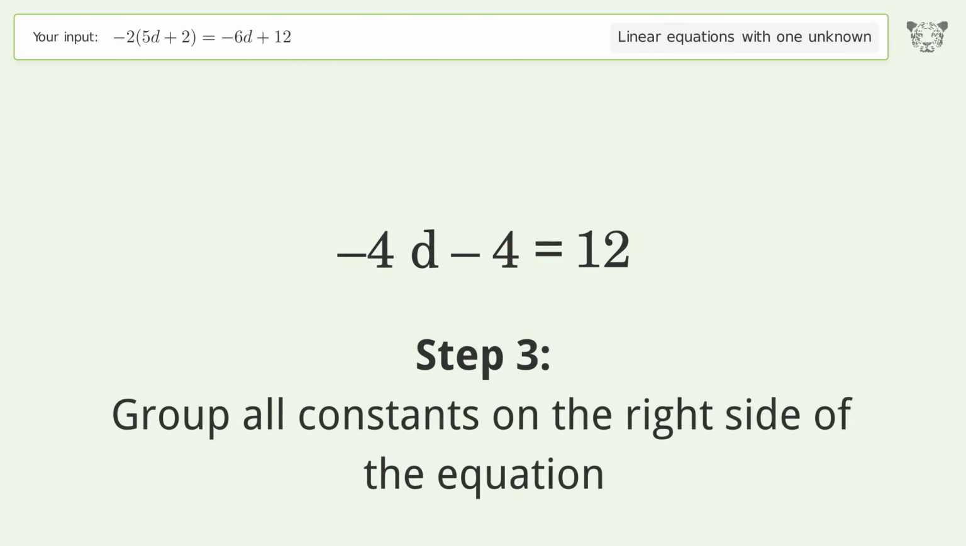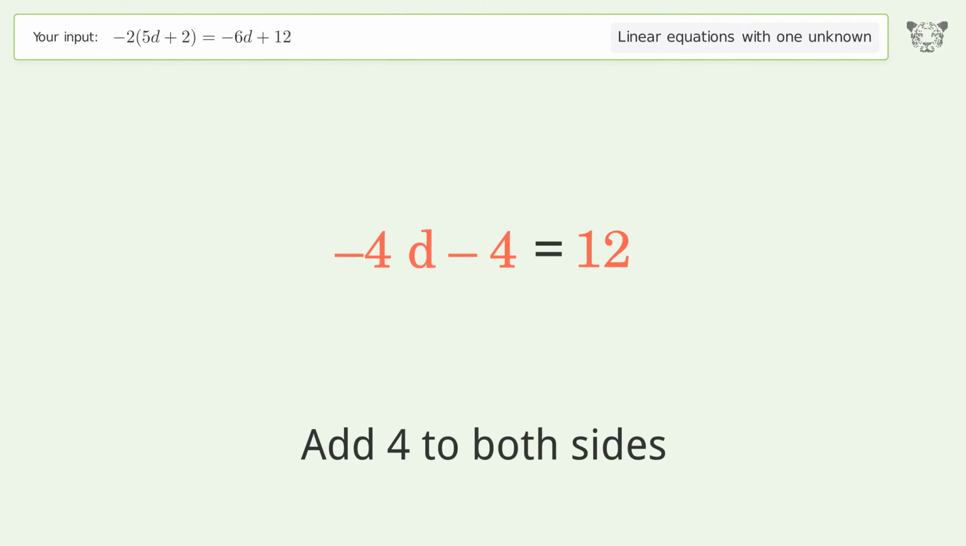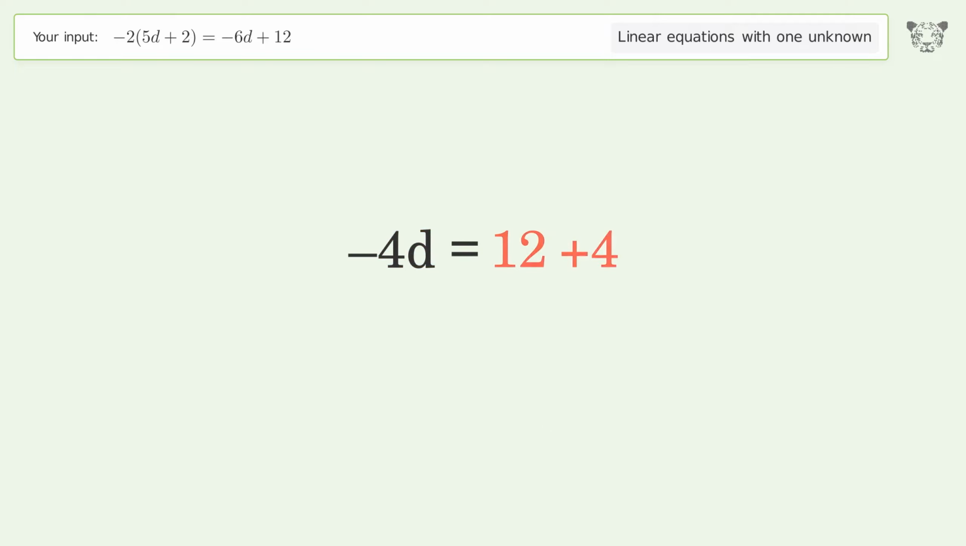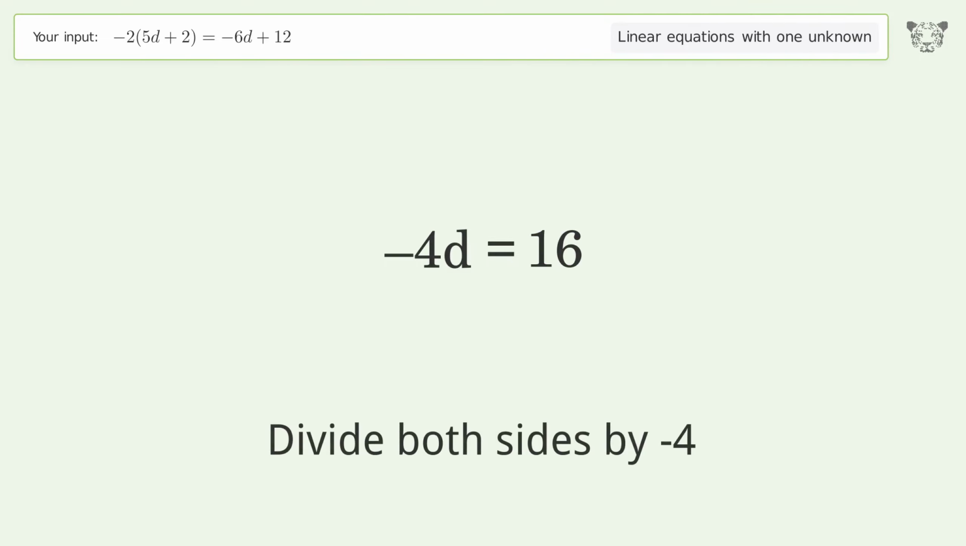Group all constants on the right side of the equation. Add 4 to both sides. Simplify the arithmetic. Isolate the d. Divide both sides by -4.